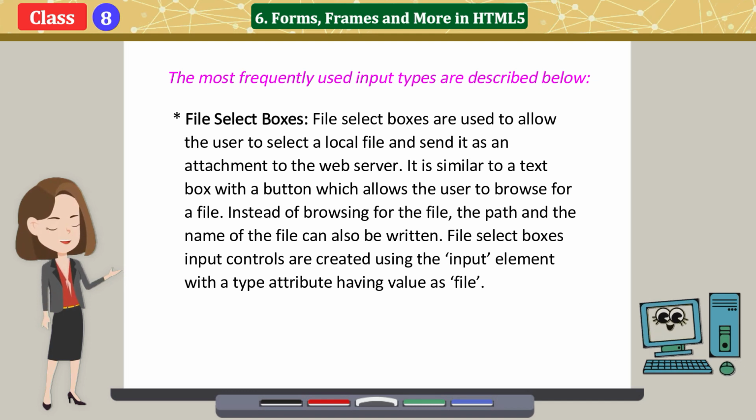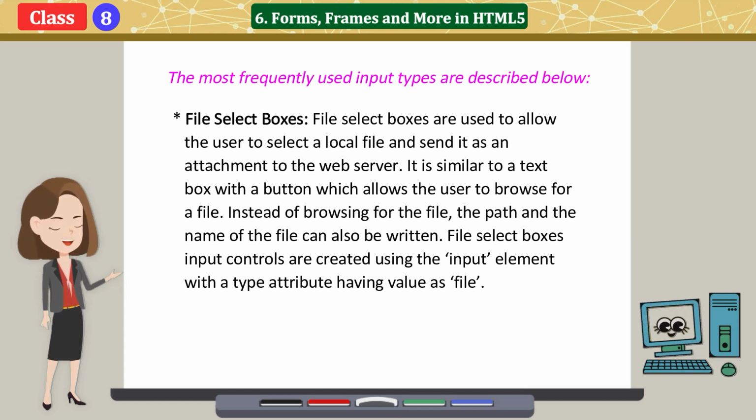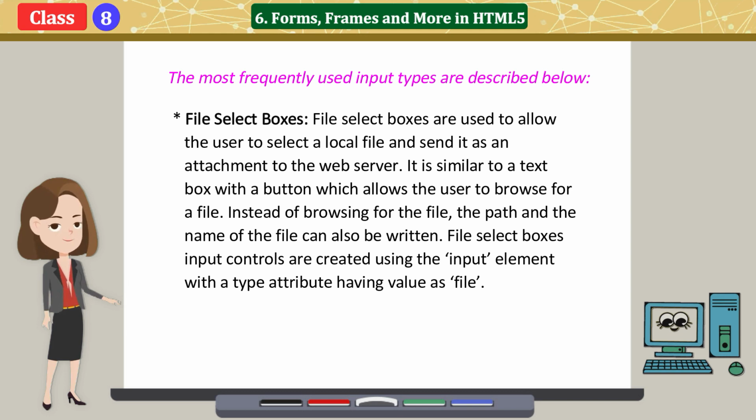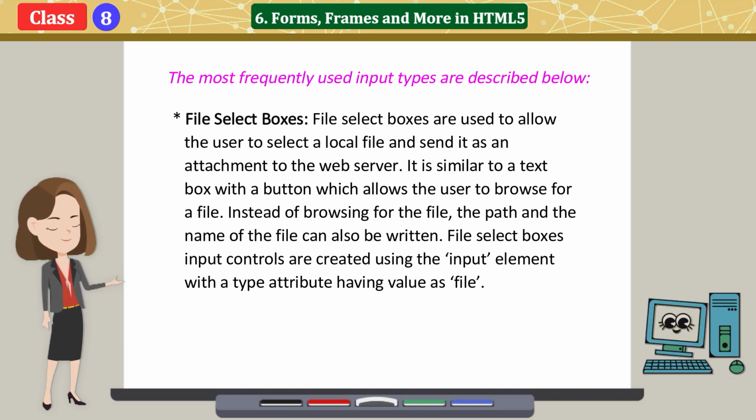File select boxes. File select boxes are used to allow the user to select a local file and send it as an attachment to the web server. It is similar to a text box with a button which allows the user to browse for a file. Instead of browsing for the file, the path and the name of the file can also be written. File select box input controls are created using the input element with a type attribute having value as file.